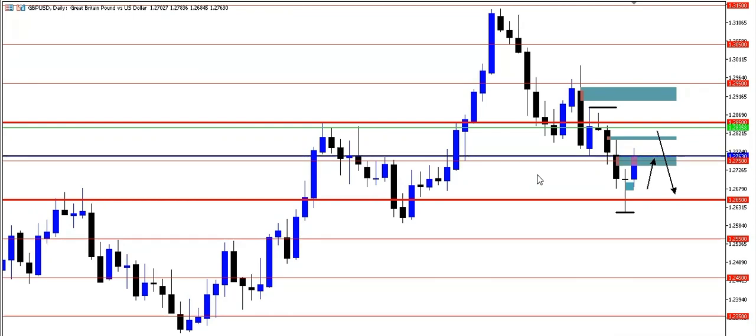Let's start with GBPUSD and see what we have for the week ahead. Great. I always start from the daily. I follow daily structure. It's simple. What I do is this.